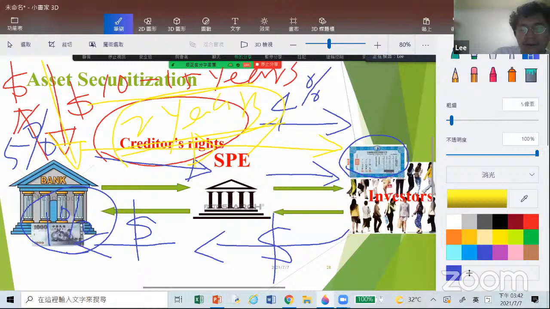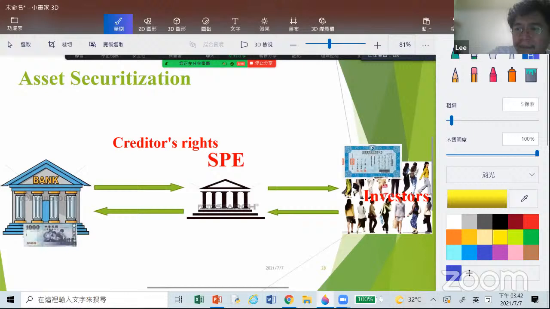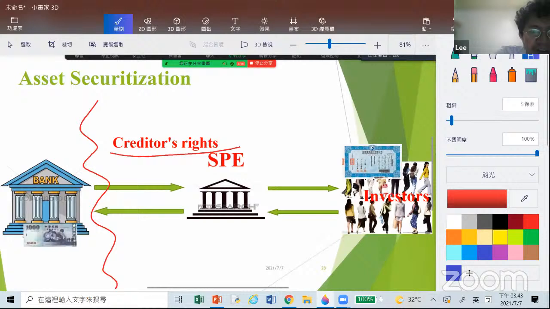And then they get the money back, they make a loan again to find someone to borrow money from the bank. Also, because the creditor's right has already been transferred to the special purpose entity, after they transfer the right here, they are already isolated from the right.